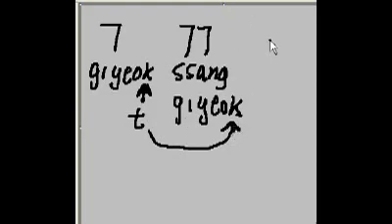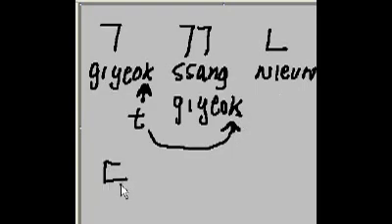Then we have the next letter, which is called the Neun, N-I-E-U-N. Then we have a letter called the Digit, N-D-I-G-E-U-T, and that actually sounds like a D.